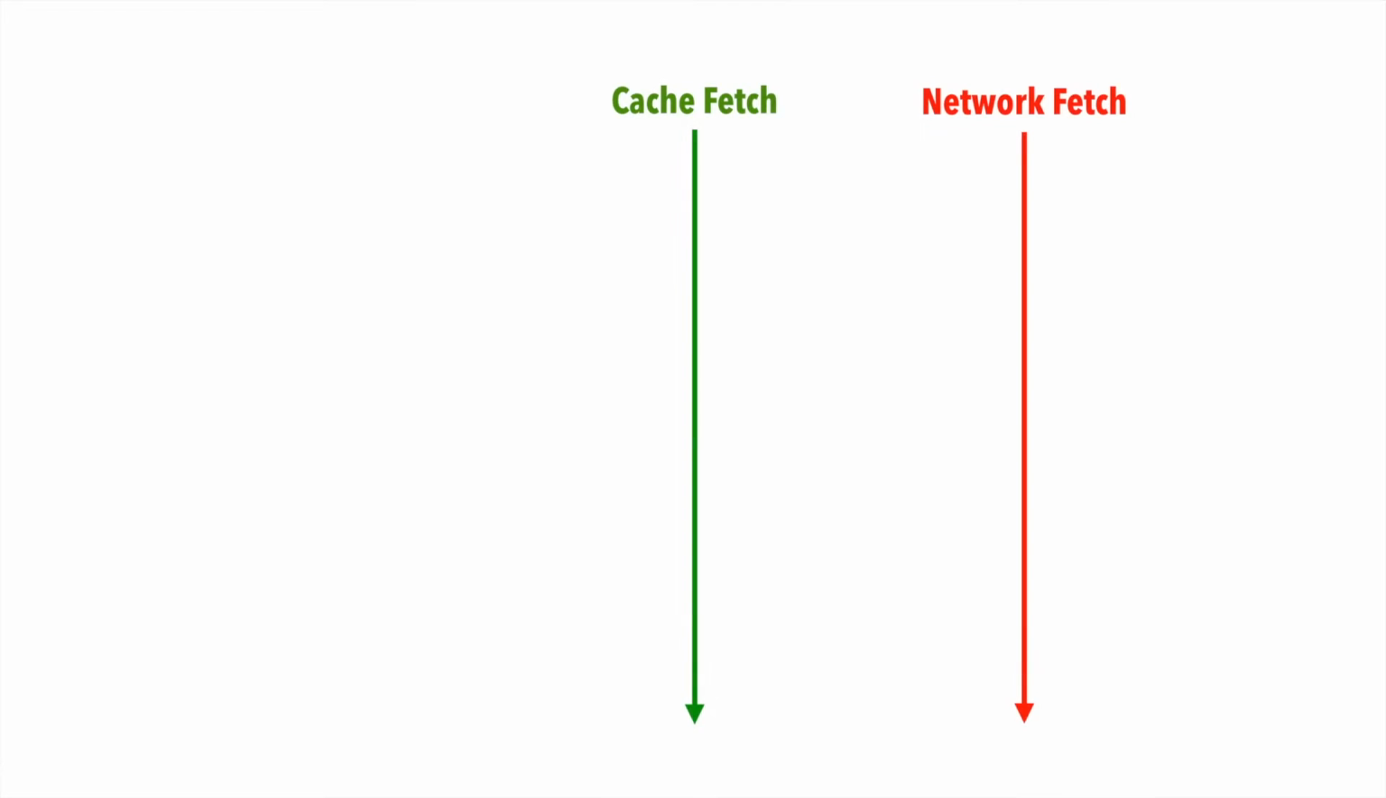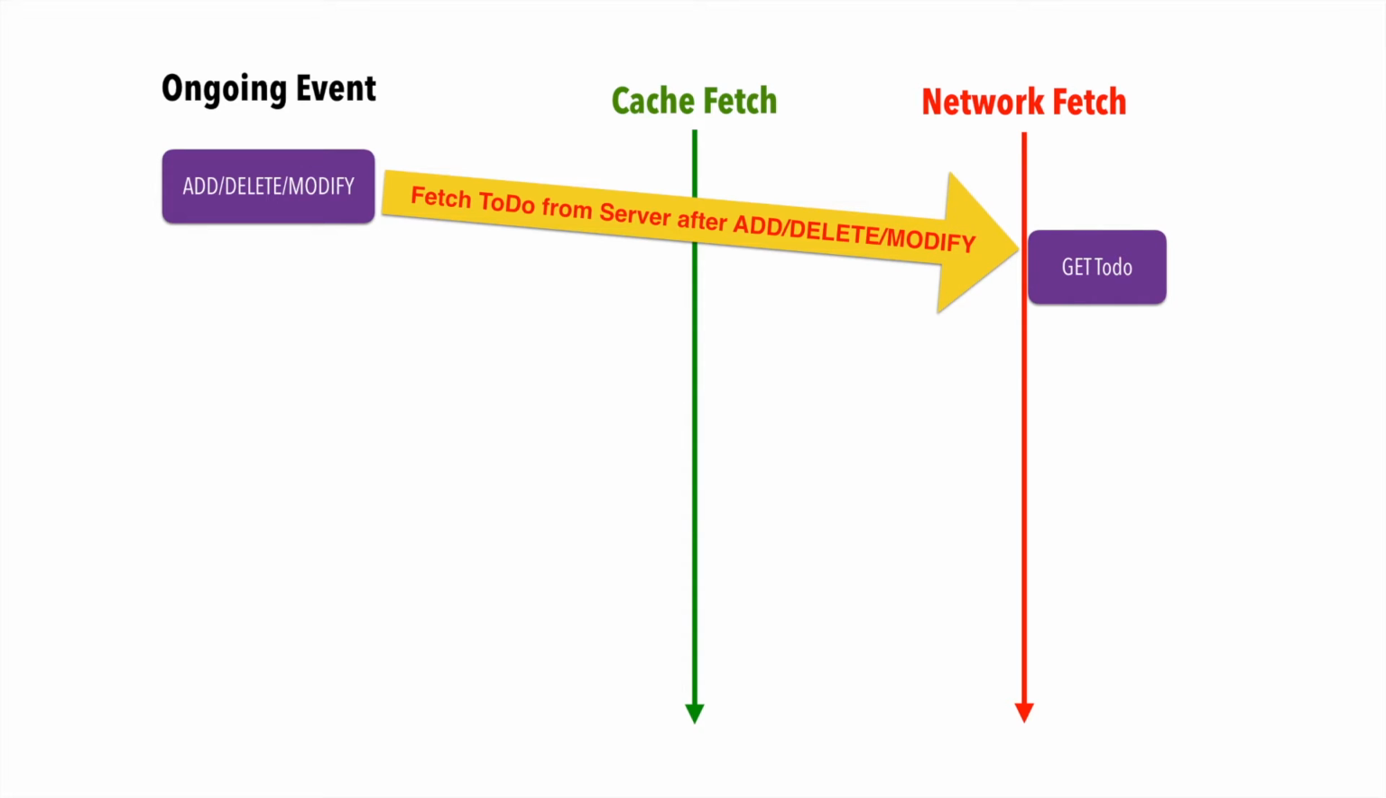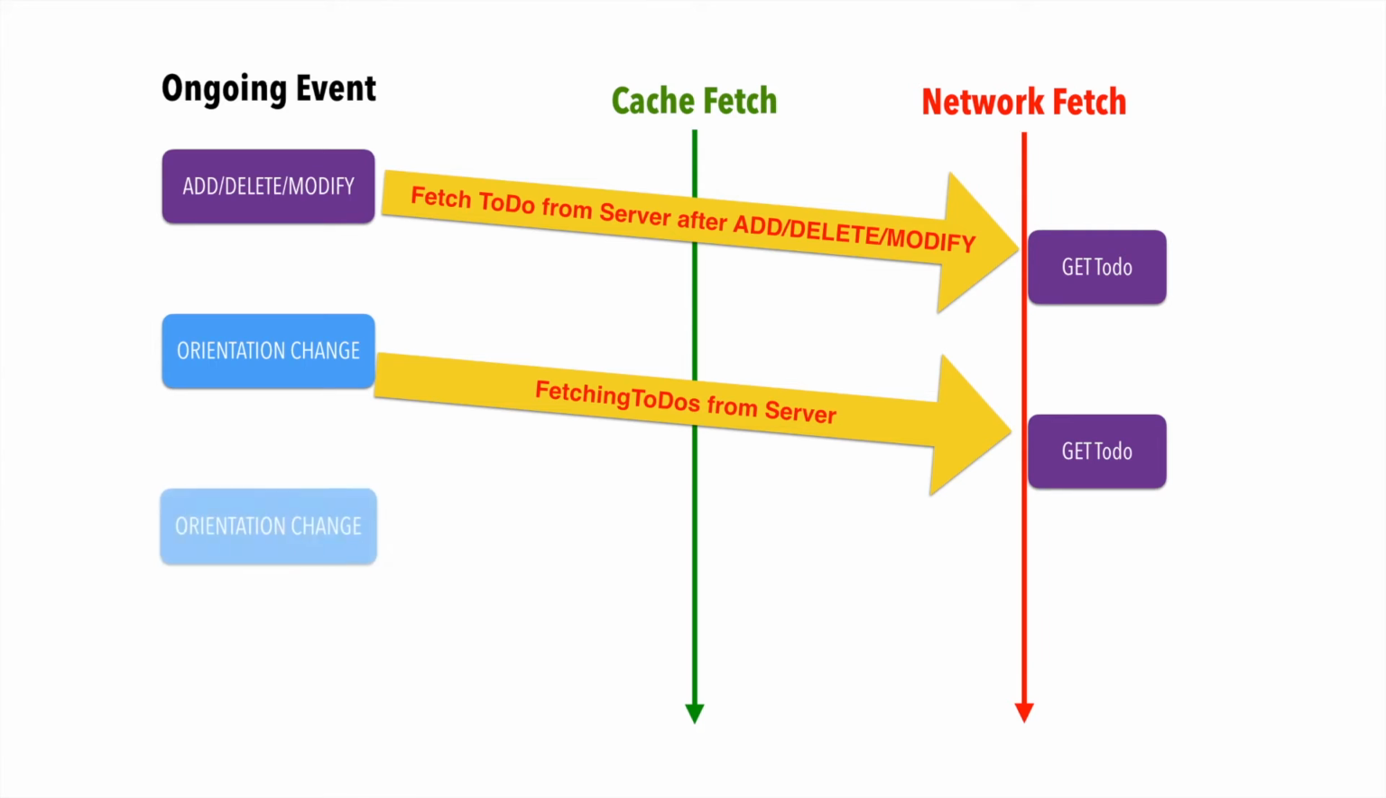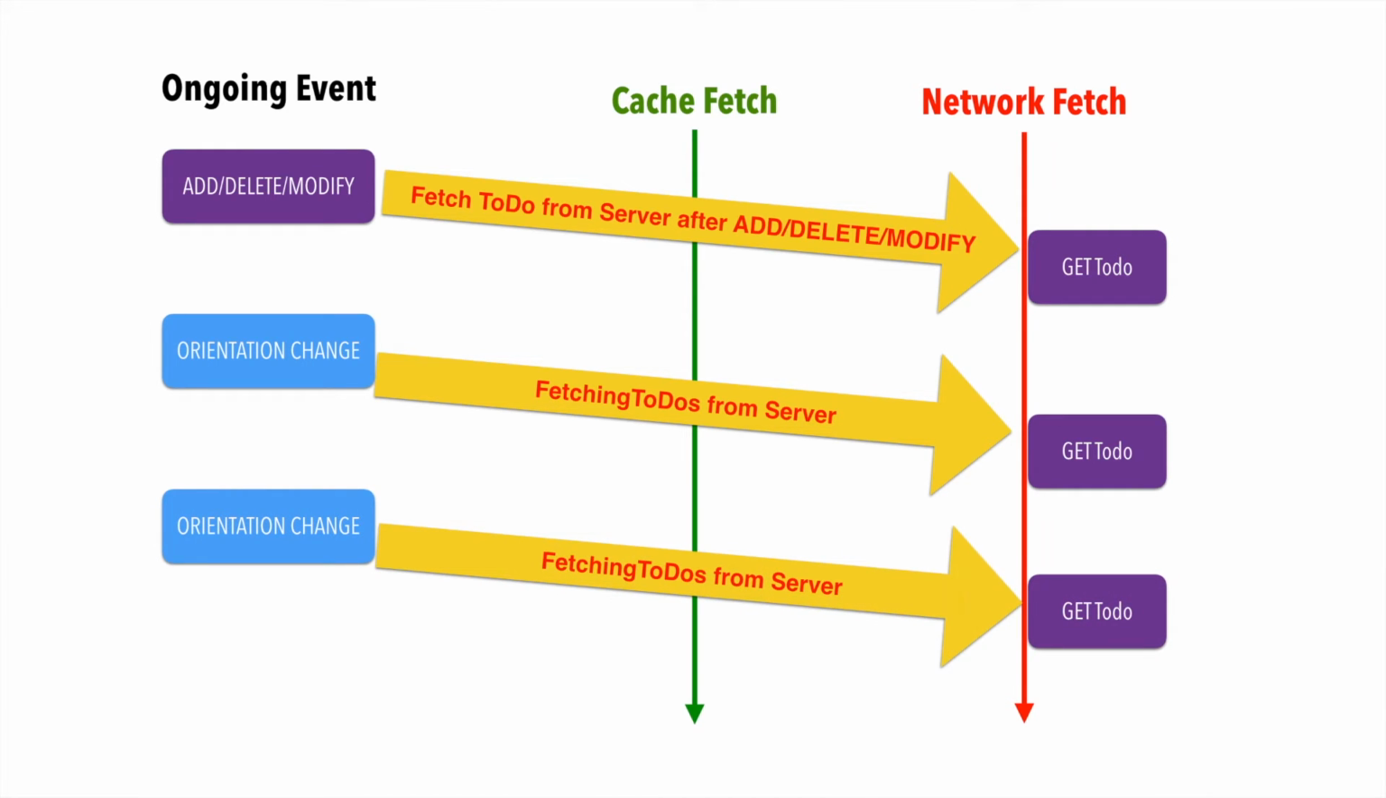If you put it in a nutshell, whenever we do add, delete, or modify, the data is being fetched over the network, which is fine because it makes sense to do a fresh network fetch after the data has been modified. However, the screen orientation change is not going to modify the data, but currently it is still triggering a network fetch whenever the screen orientation changes. This needs to be addressed.